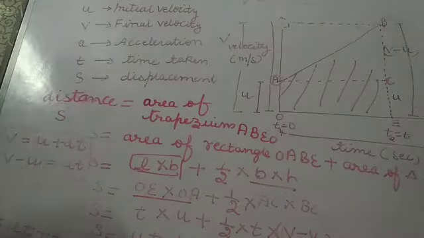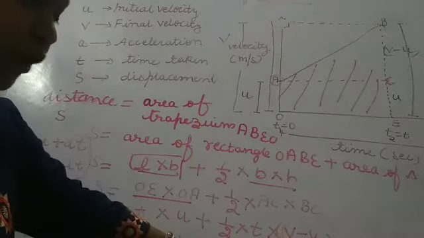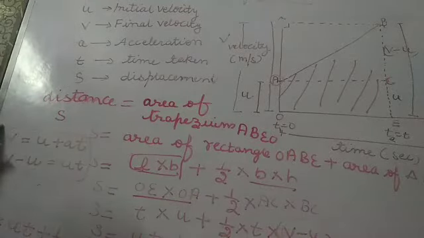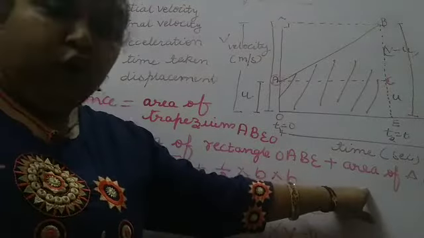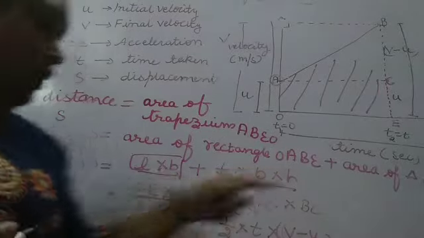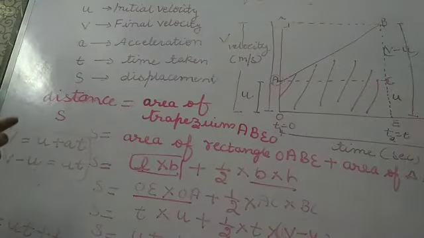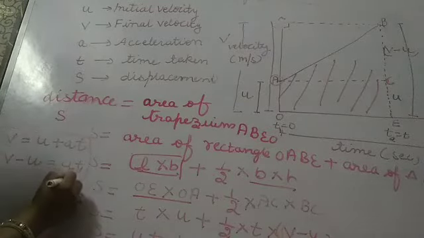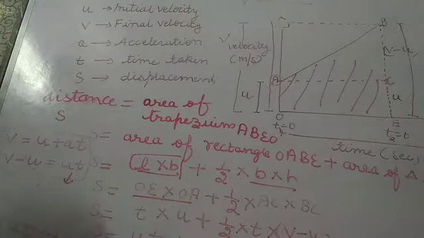Then when I put this value up to here, it is coming the same. But I can replace the value of V minus U with at. How? According to the first equation of motion, V is equal to U plus at. If I want to find V minus U, then it will become at. I put the value in this and got the second equation of motion, that is S is equal to ut plus half at square. So I think this second equation of motion is clear to you.